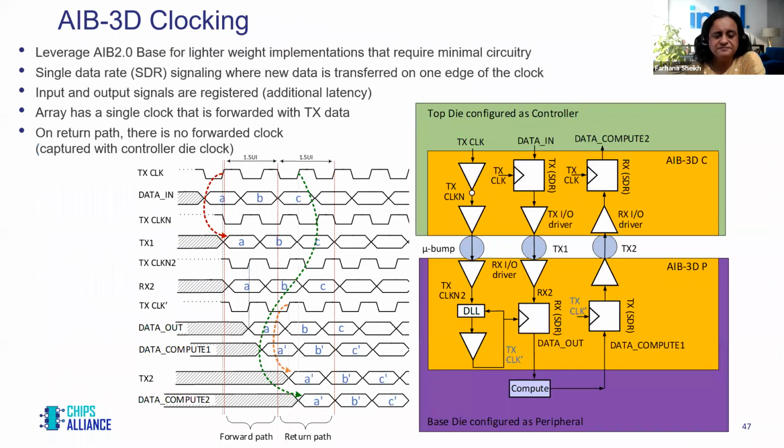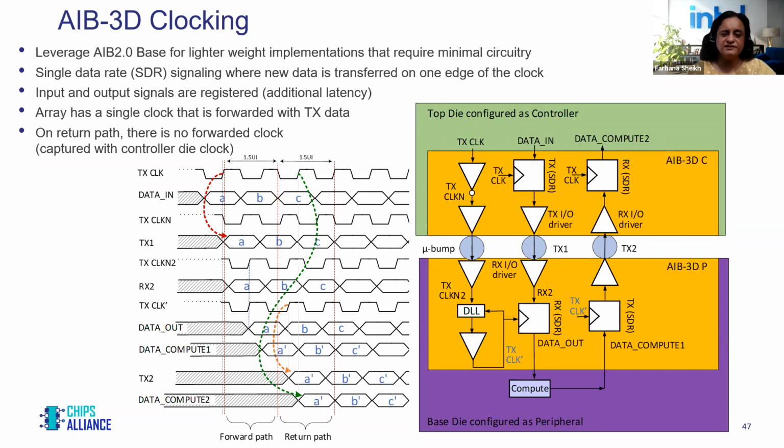Next slide, please. This is something that we've preliminarily worked out in terms of clocking schemes. What we want to do here is have the IP be as light as possible in terms of circuitry, so very minimal circuitry that you want to integrate into your chip at the patch level. So we're supporting single data rate signaling, where new data is transferred on one edge of the clock, and we're only forwarding one clock from the controller die, as shown here, where the top die is configured as a controller.